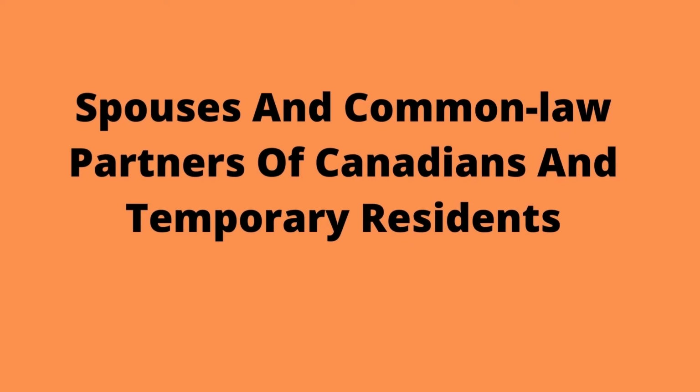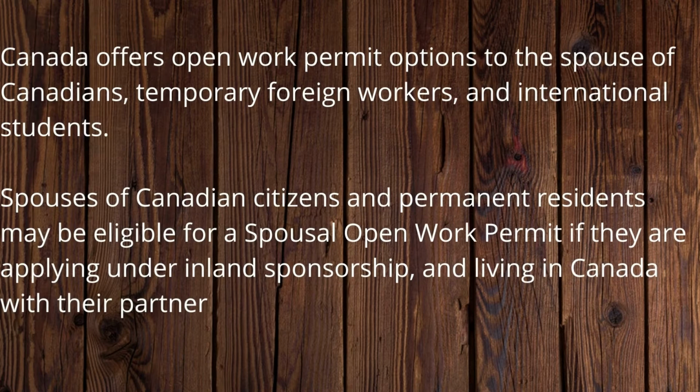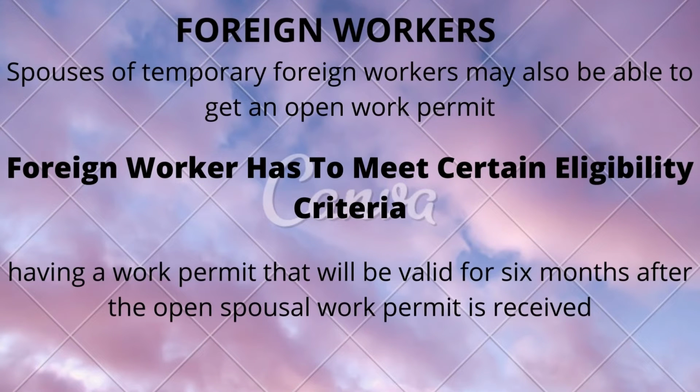If you are a spouse or common law partner of Canadians and temporary residents, then Canada offers an open work permit for you, guys, and there are options for the spouse of Canadians, temporary foreign workers and international students. Spouses of Canadian citizens and permanent residents may be eligible for a spousal open work permit if they are applying under inland sponsorship and living in Canada with their partners. Spouses of temporary foreign workers may also be able to get an open work permit, but you must meet certain eligibility criteria, and one of them is that the worker must have a valid work permit, and that must be valid for 6 months after the open spousal work permit is received.